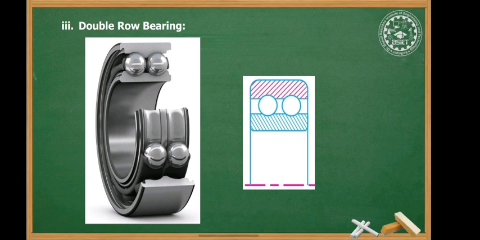Next, double row bearing. These bearings may be made with radial or angular contact between the balls and the races. Since double row ball bearings are wider and have two rows, they can carry high radial loads. Applications of these bearings are in pumps and speed reducers.